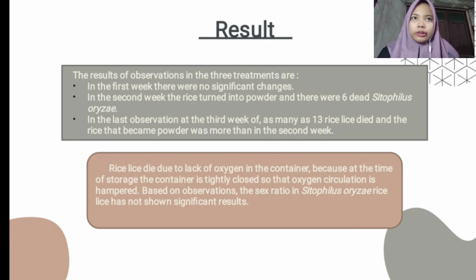Okay, next. This is the result of our observation. In the first week, we found there were no significant changes, and then in the second week, the rice turned into powder, and there were 6 dead Cytophilus oryzae. And then in the last observation, in the third week, we found 13 Cytophilus oryzae that died, and the rice that became powder was more than in the second week. We think the Cytophilus oryzae died because they lacked oxygen, because when we put the Cytophilus in containers, we closed the containers tightly, and the oxygen circulation was hampered. And based on the observation, the sex ratio in Cytophilus oryzae, or rice weevil, did not show a significant result.